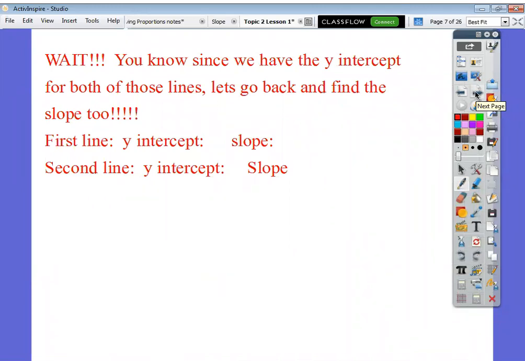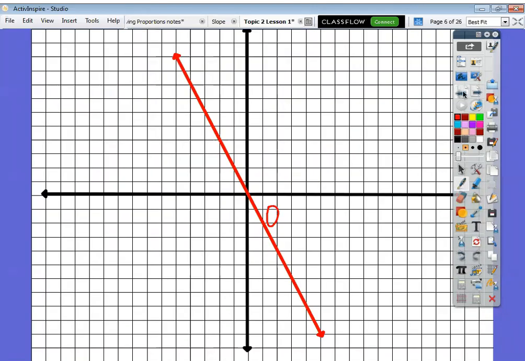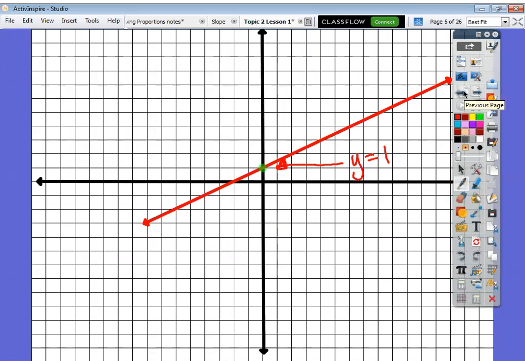Now, wait. You know, since we have the y-intercept for both of those lines, let's go back and find the slope too. So the first line, we found the y-intercept to be 1, and the second line, we found the y-intercept to be 0. Well, let's go back to those and find the slope. Okay, so if we take a look at this, what I'm going to do is find good intercepting points. Well, we already know that's a great intercepting point because it's right at 1. Okay, look it. That's another good one. This is a good one too. So now we build our stairs.